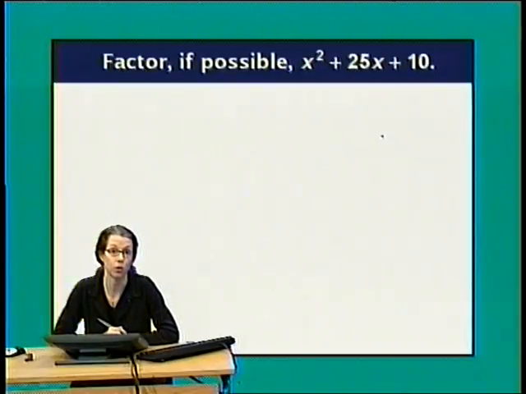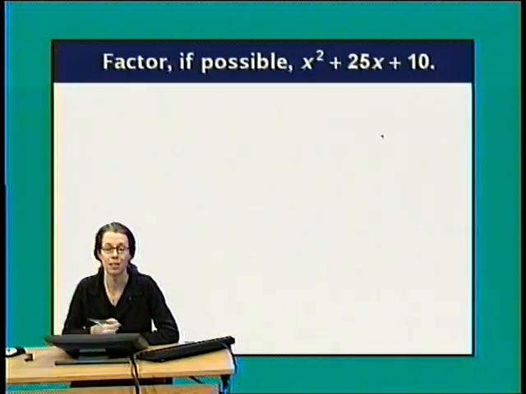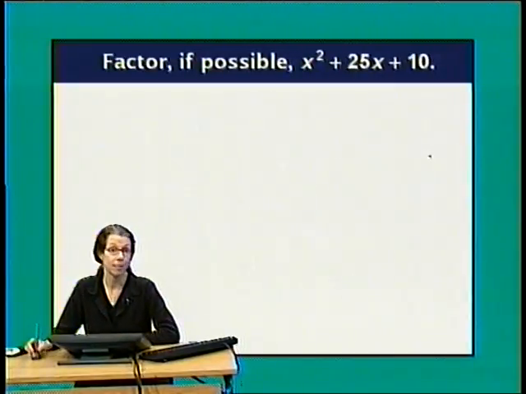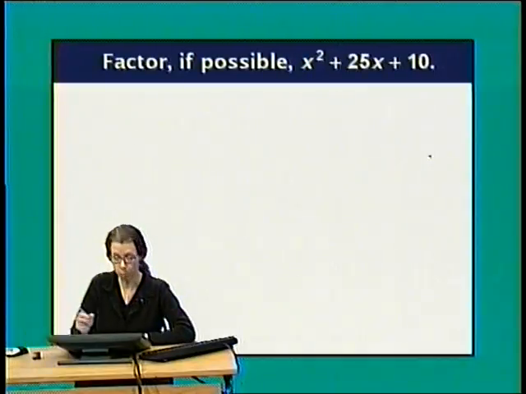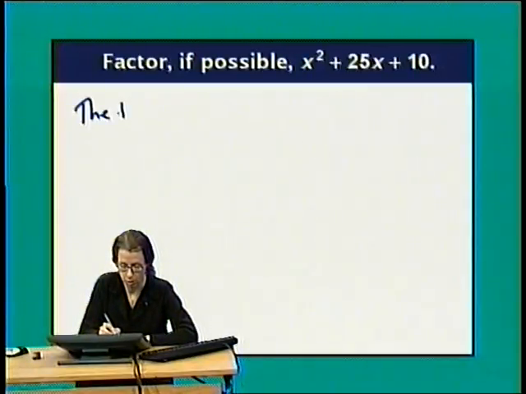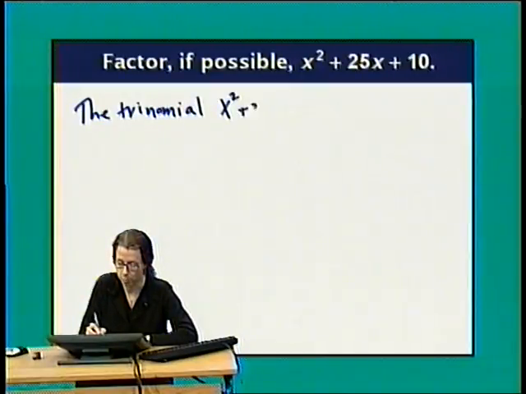We need our factors of 10 to add to 25. Some possible integer factors of 10 would be 1 and 10, that adds to 11, and 2 and 5, that adds to 7. This isn't going to work. So even though we have this tendency to want to work with 5s here, it's not what we're looking for to factor this trinomial. So what we see is this particular trinomial is prime. So the trinomial x squared plus 25x plus 10 is prime.